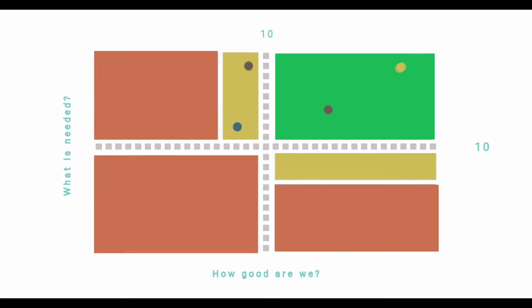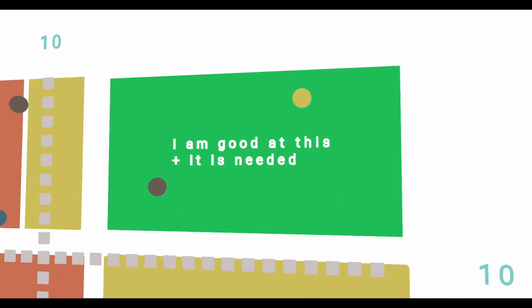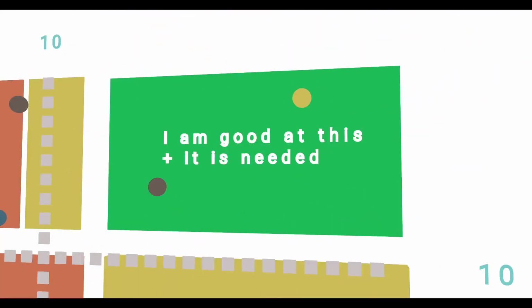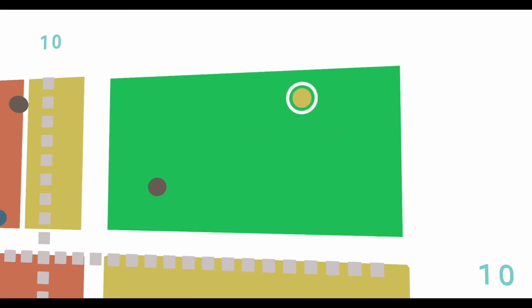It is this green area which represents the sweet spot of our strategy. You can say, I am good at this and it is needed. But how do you choose between successful strategies? It may seem that you should opt for the thing that you are best at and is most needed, that we've circled here.